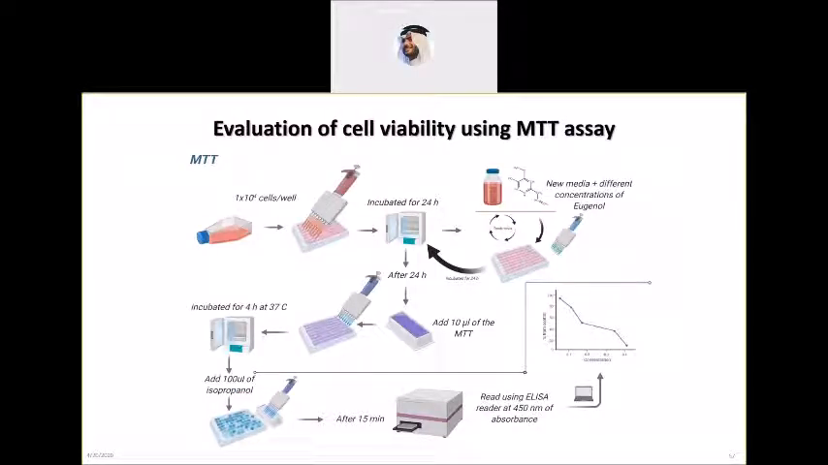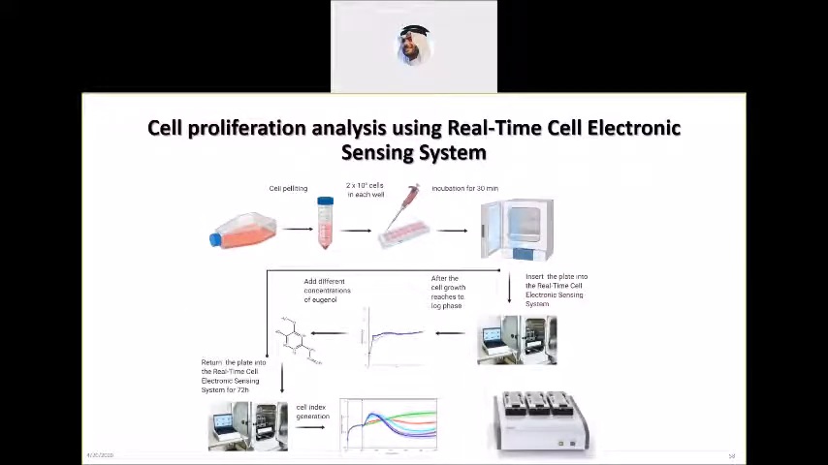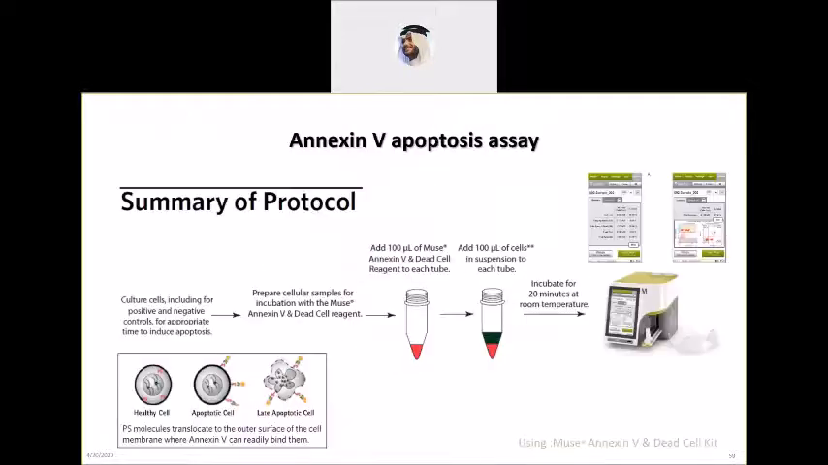Also, we use the MTT assay to evaluate the cell viability, and we detect the color by using an ELISA reader at 450 nanometer absorbance. Also, we use the RTCA system, the real-time cell electronic sensing system, for cell proliferation analysis. We detect real-time cell proliferation for 72 hours for SKBR3 cells and MDA-MB-231.